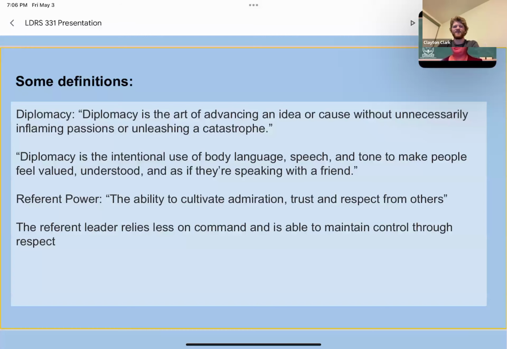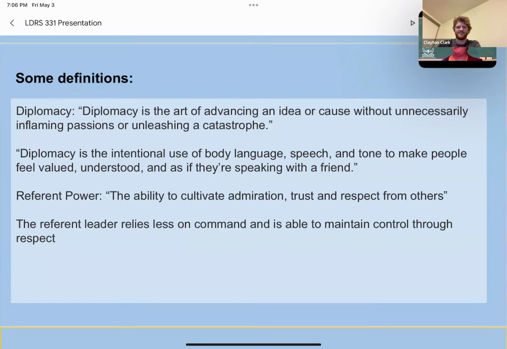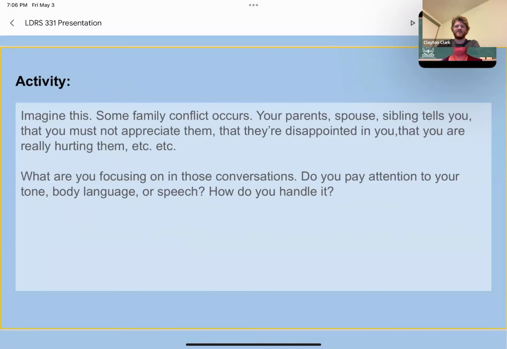So how do we actually do this? How do we use diplomatic tact? Before we get into this, I'd like to do an activity with you guys. I'm going to give you a scenario, and then I'll have you write something in the chat or shout it out. So imagine that some family conflict occurs.